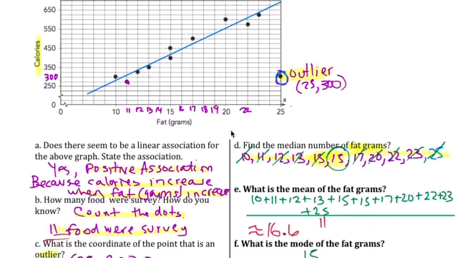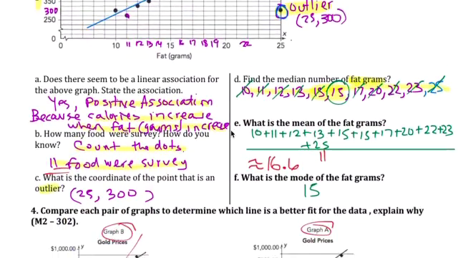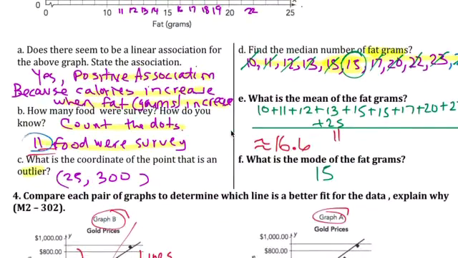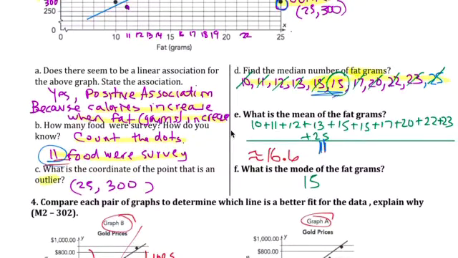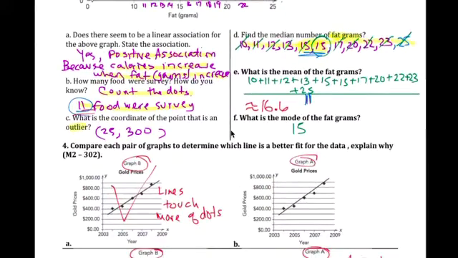Okay, mean, you add them all up and divide by how many numbers there are. We know there's 11 in this survey, that's why there's 11 there. And then you round it to nearest tenth. The mode is the number that occurs the most. In this case, it's only 15.